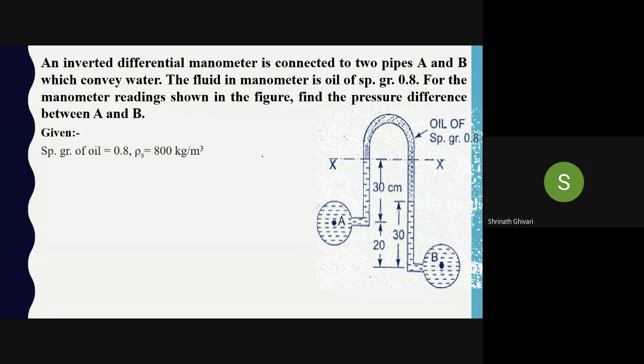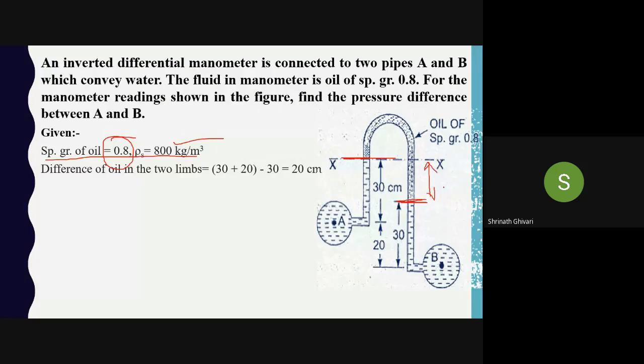Okay. What is the given thing? Specific gravity of oil is given, that is 0.8. The density is 800 kg per meter cube. The difference of oil level in the two limbs. This is one level and this is the other level. Has he given this difference of oil level?